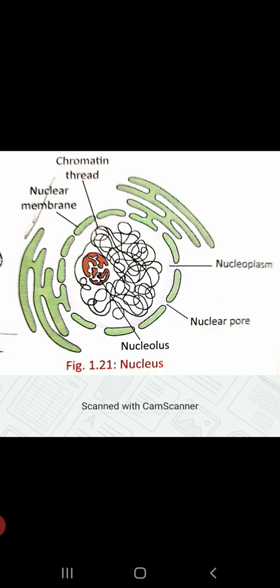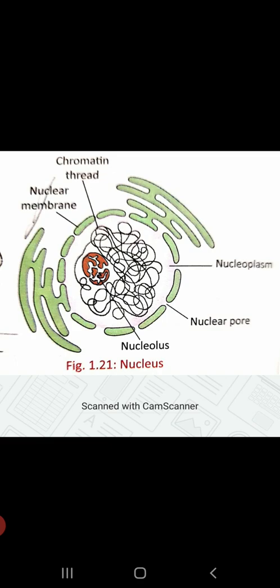Inside the nucleus, there is a small spherical body, as you can see in the figure, called the nucleolus. Children, the nucleolus is responsible for producing one of the cell organelles called ribosomes. Ribosomes play a very important role in the synthesis of proteins. For this reason, the nucleolus is also called the factory of ribosomes.